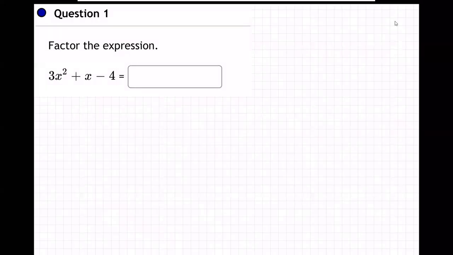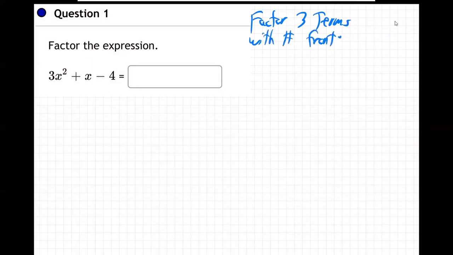Okay, so here we're factoring three terms. We've done this before, but this is more difficult. When you factor three terms with a number in the front, that's what it says. See this 3 in the front? That makes it much more challenging. So what do we do? Step number 1.